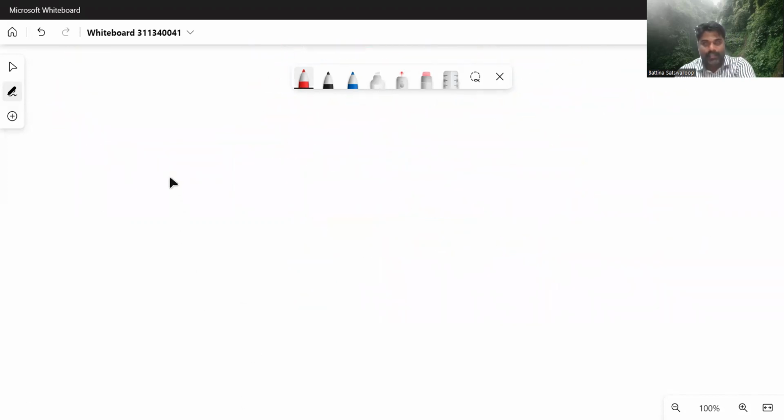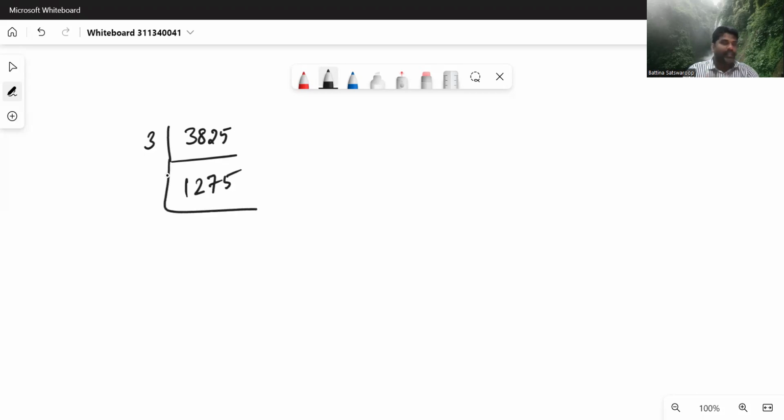So now moving to the actual question. They have given you 3825. You are supposed to show it as a product of prime factors. As you can see there, if you add all those digits, you get 18. That means it is divisible by 3. So 3 ones are 3, 3 twos are 6, 3 sevens are 21, 3 fives are 15. So you are getting 1275. Again, if you add those digits, you get 15, so again 3 fours are 12, 3 twos are 6, 3 fives are 15. Now you are getting 425. Its digits add to 11, so it is not divisible by 3.